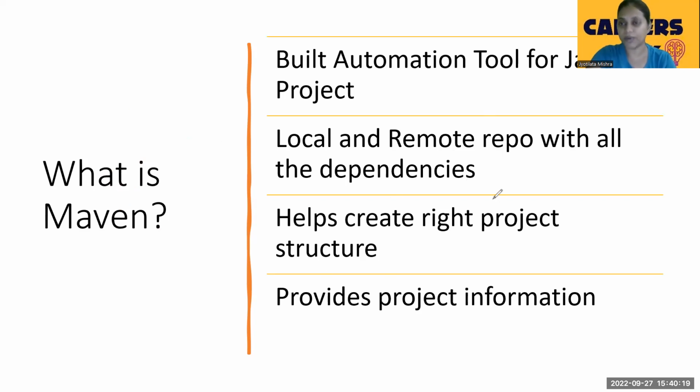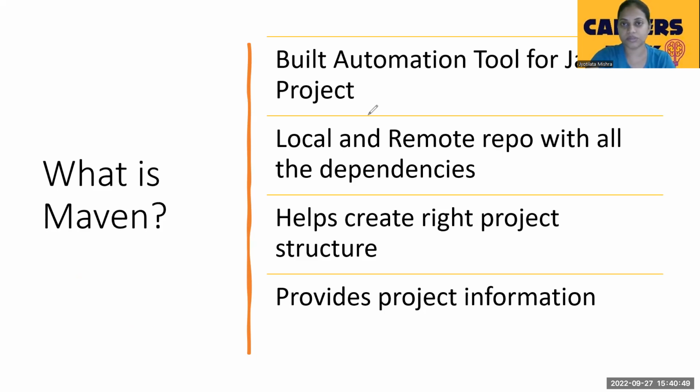And the repository part you also understood. You have a remote repository and a local repository. The location of the local repository is the .m2 folder on your local system. And Maven helps you provide project information. When you build your project, if certain logs or documents get created, you can get all that information from Maven as well.